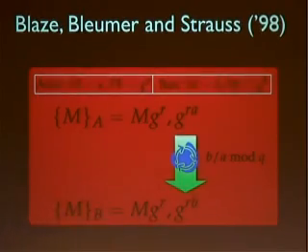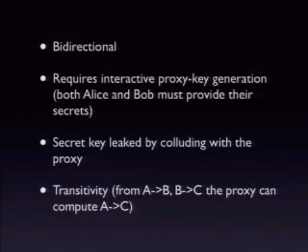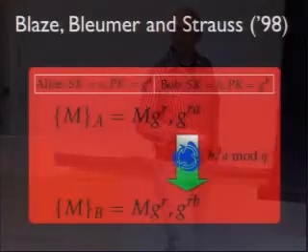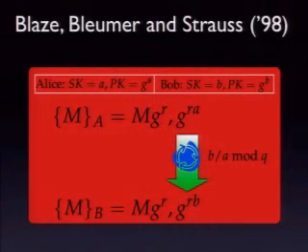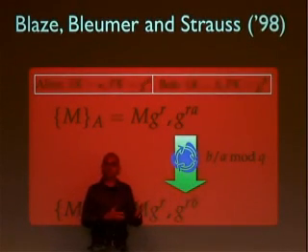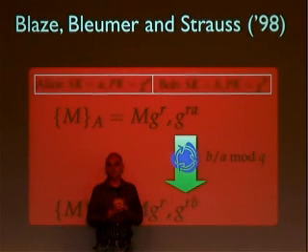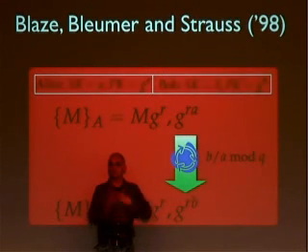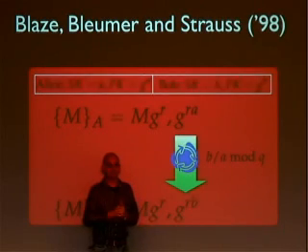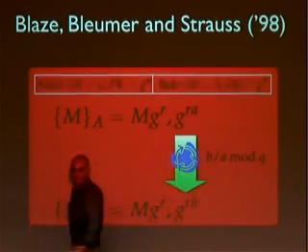Well, there are several issues with this protocol, though. First of all, it's bidirectional. It means that if Alice goes on vacation and the proxy has this key, of course, encryption for Alice can be transformed into encryption for Bob, but also the other way around. Encryption for Bob can be transformed into encryption for Alice. Remember that this is mod q, and q is prime, so every element has an inverse.